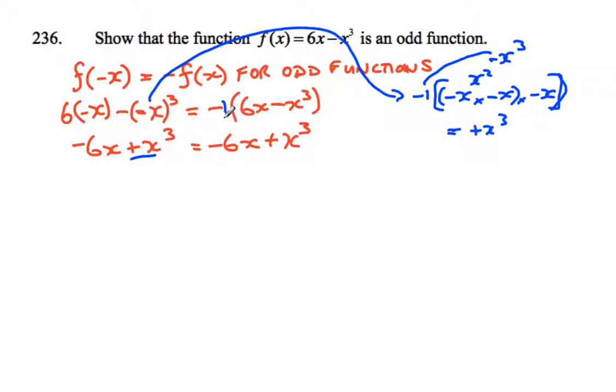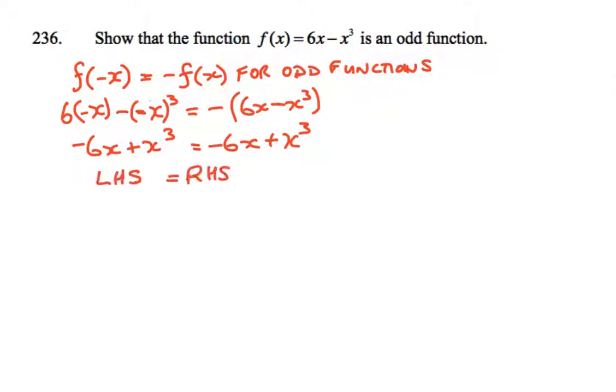Here, if I thought of that as a minus 1 multiplied by each of these two things, like expanding through the brackets, I get a minus lots of 6x and a minus lots of minus x cubed. So you can see that this expression here in the end equals that expression there. So therefore we've got that scenario where the left-hand side equals the right-hand side, which is kind of proving our point here and showing that this expression 6x minus x cubed is an odd function.